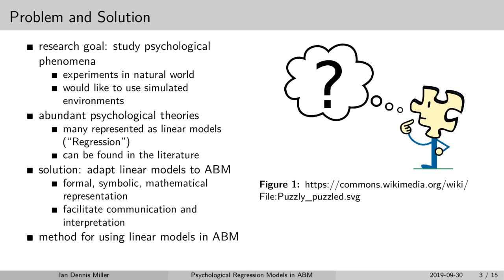This typically takes place over the course of experiments that are conducted in the natural world, but sometimes it's useful to conduct some of this research in simulated environments. There is an abundance of psychological theory that is published in the literature, and a lot of this is represented using regression models, also called linear models, maximum likelihood estimation, and least squares. Ultimately, they amount to models of a psychological process.